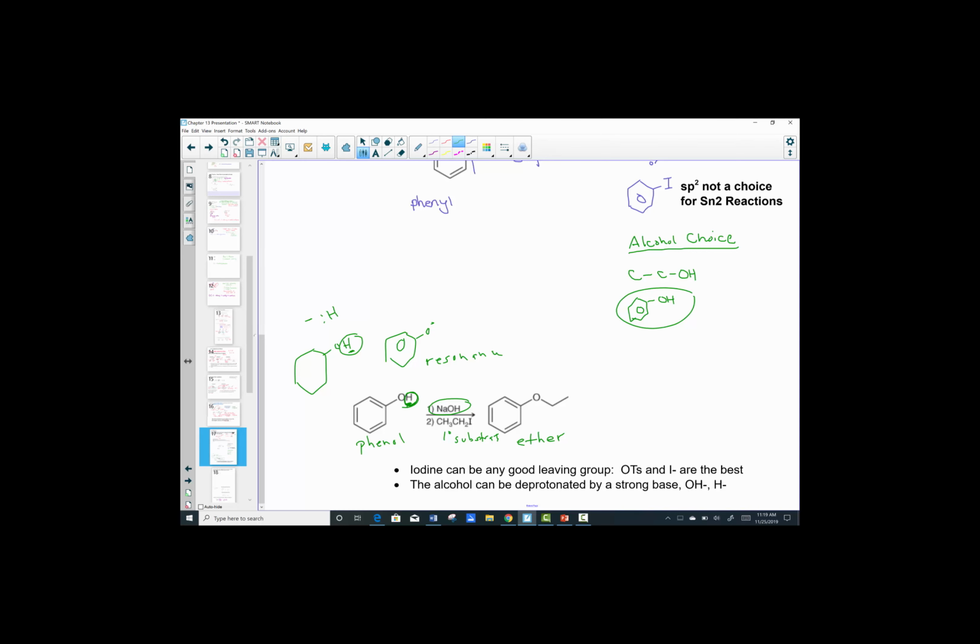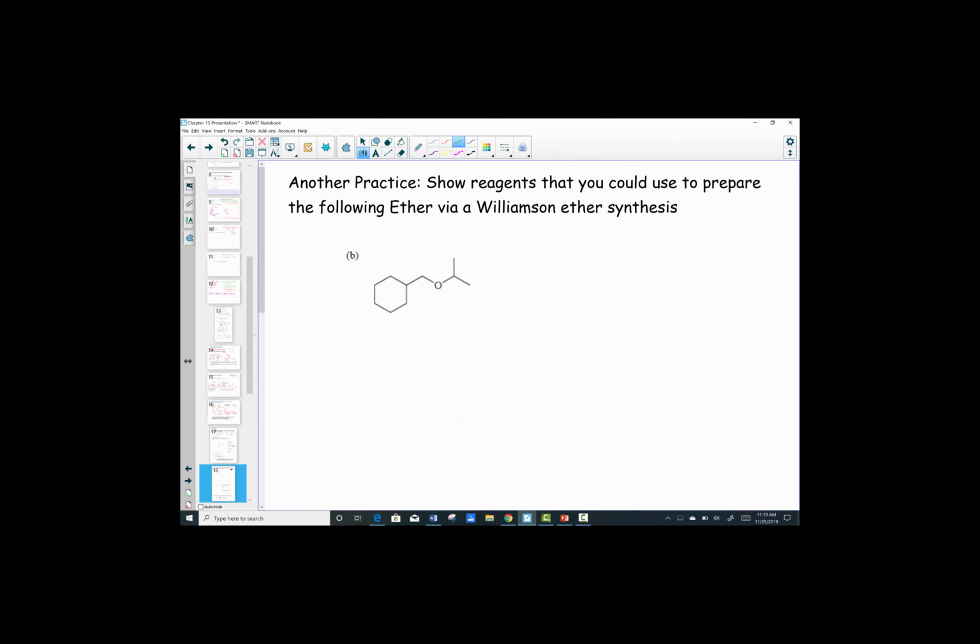And then step 2, using iodine as the good leaving group, I'm going to add on those 2 carbons to create my target ether. Now the good leaving group can be iodine or a tosylated compound. I think it's easiest to just put the iodine on there so it's 1 step instead of 2. Let's take a peek at a next example.